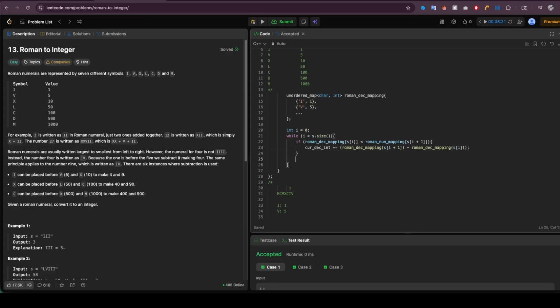And if we don't have this condition, we just need to sum all the characters up. Nothing fancy here, we just take each character and sum them up. In the first case we increase i by 2, and in this case we increase i by 1. And then finally we return the current decimal integer value.